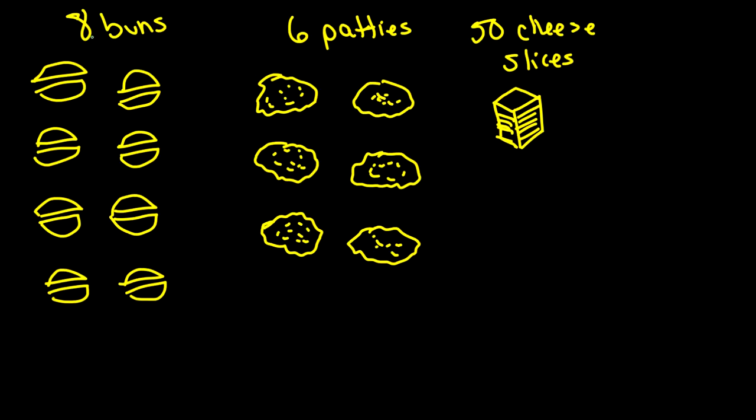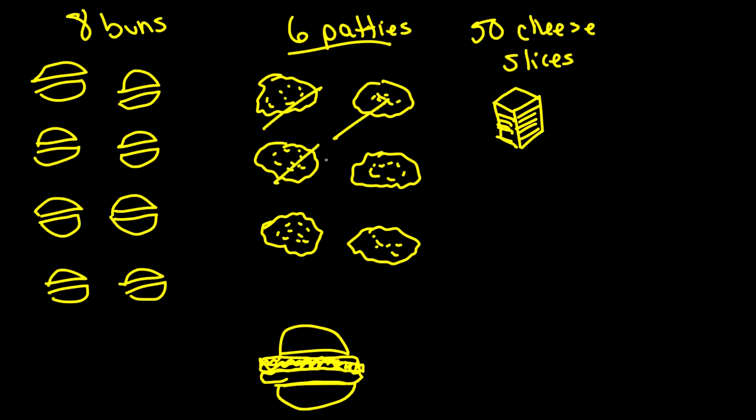So one hamburger requires 2 buns. So I got a top and bottom bun. Requires 1 patty. And however many slices of cheese you like to put on it. I like to have a little bit of cheese on mine, so I'm going to put 2. So I got a good deal of cheese on mine. So we know it requires 1 set of buns, 1 patty, 2 slices of cheese. Well, my least amount are the patties, the 6 patties. So I can only make 6 hamburgers because that is the least ingredient I have.